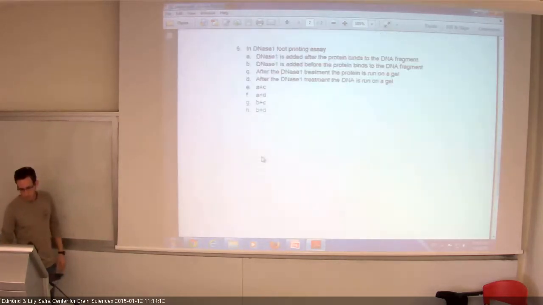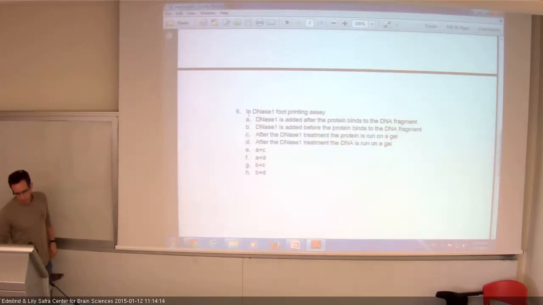Okay? One last question. The DNase I footprinting assay. Remember there is a gel there, and it allows us to identify specific elements that the protein interacts with in the DNA molecule. So in the DNase I footprinting assay, DNA is added after the protein binds to the DNA fragment, or before the protein binds to a DNA fragment? After the DNase I treatment, the protein is run on a gel, or perhaps it's the DNA that's run on a gel. What do you think?